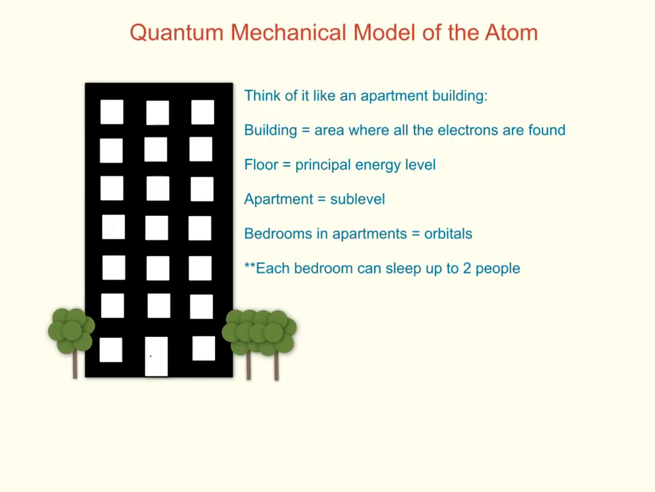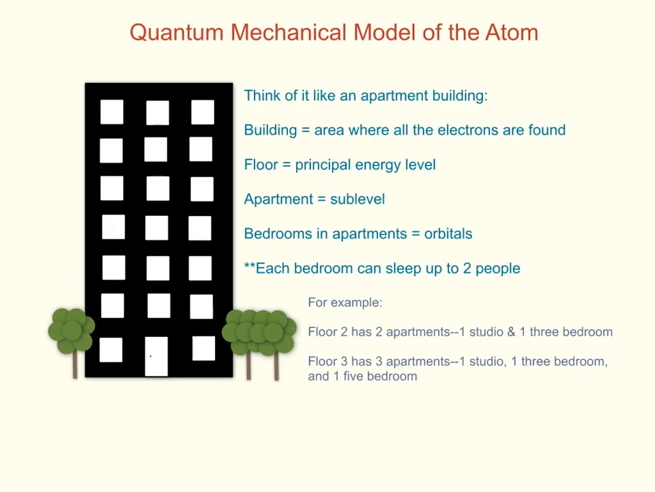So one way you can think about this quantum mechanical model of the atom is sort of like an apartment building. The building is the area where all the electrons are found. The floor, the first floor, second floor, third floor, all the way up to 7th floor is the principal energy level. The apartment is the sublevel, and then the bedrooms in the apartments are orbitals. And each of those orbitals, or each of those bedrooms, can sleep up to 2 people or hold 2 electrons.